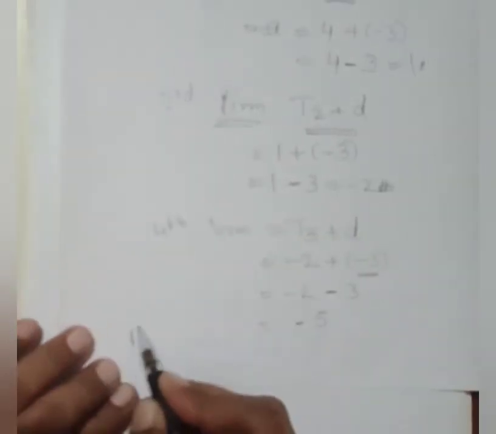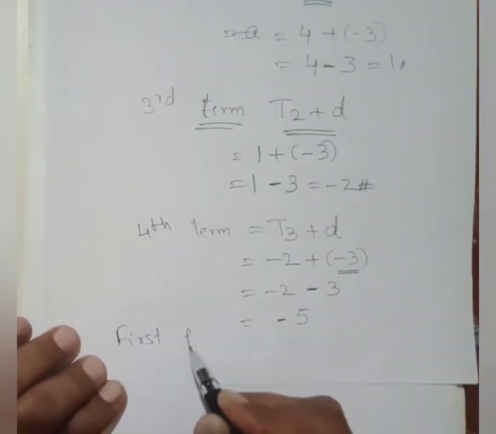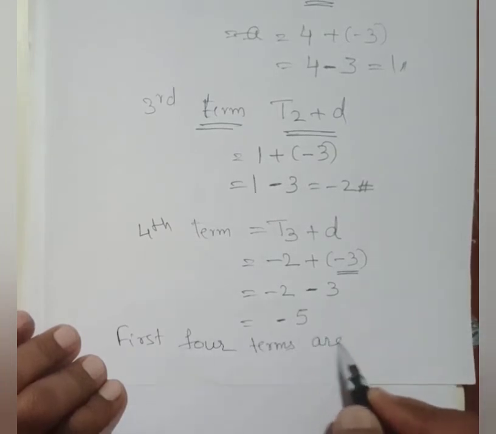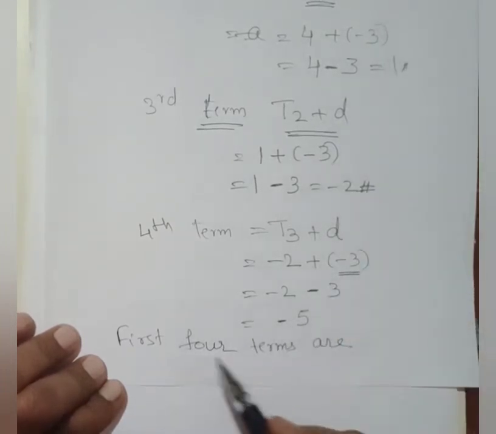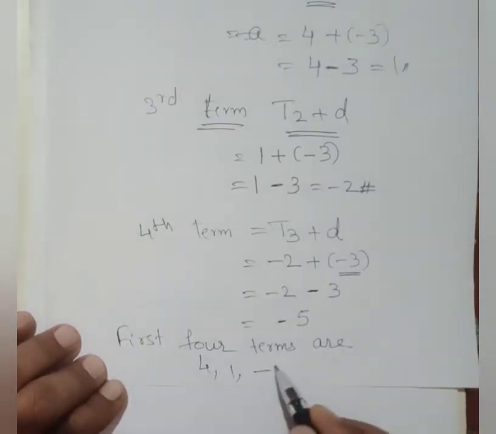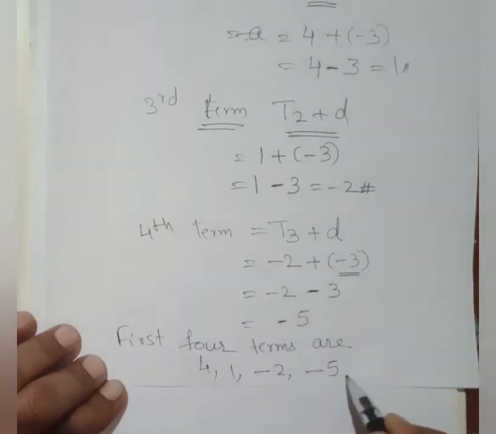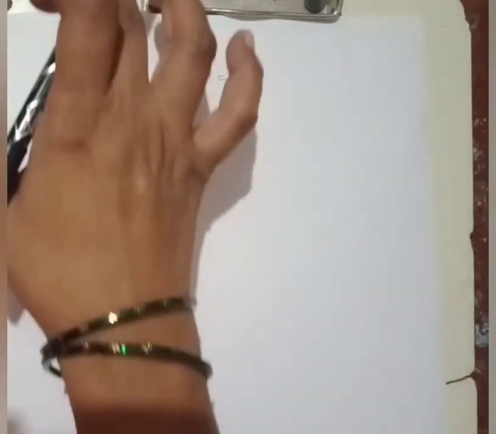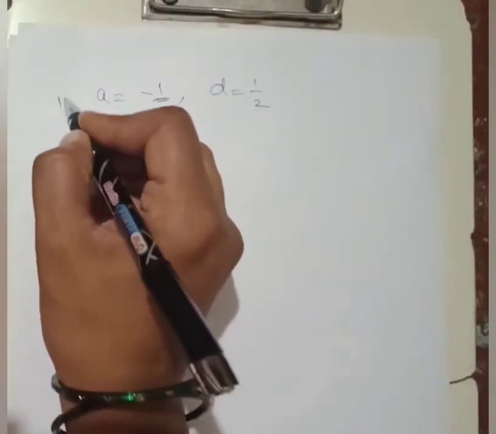So our first four terms are: the first one is given as 4, the second term is 1, the third term is minus 2, and the fourth term is minus 5. Now look at the fourth one of the second question. I am showing you.